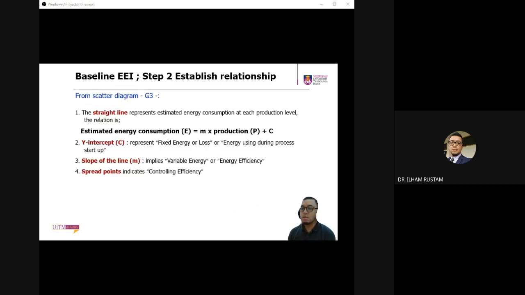So the steeper the M value, the higher the values of M, that means the process is inefficient.